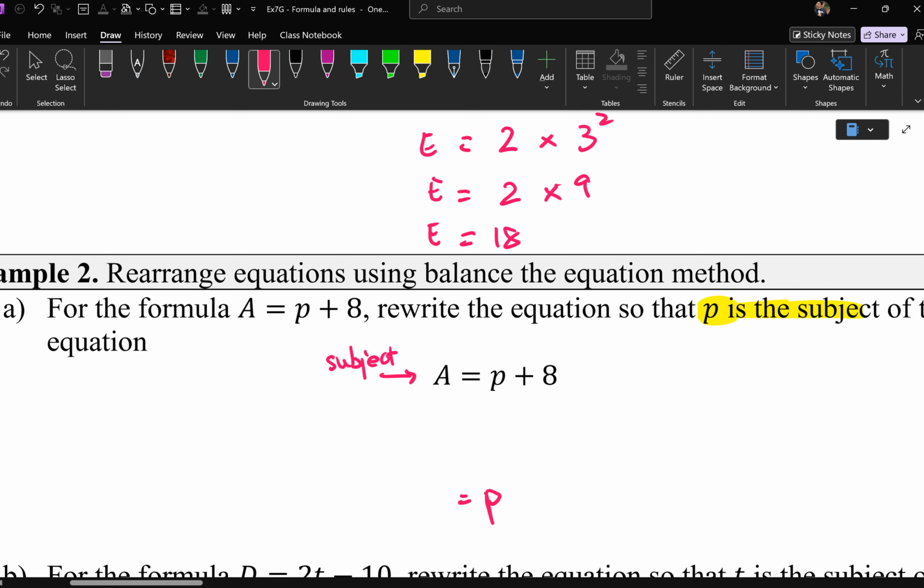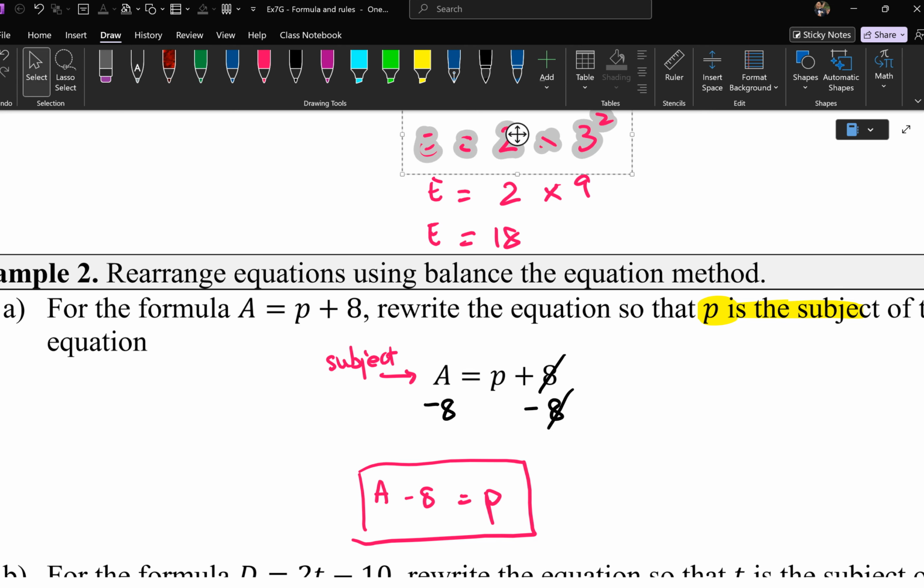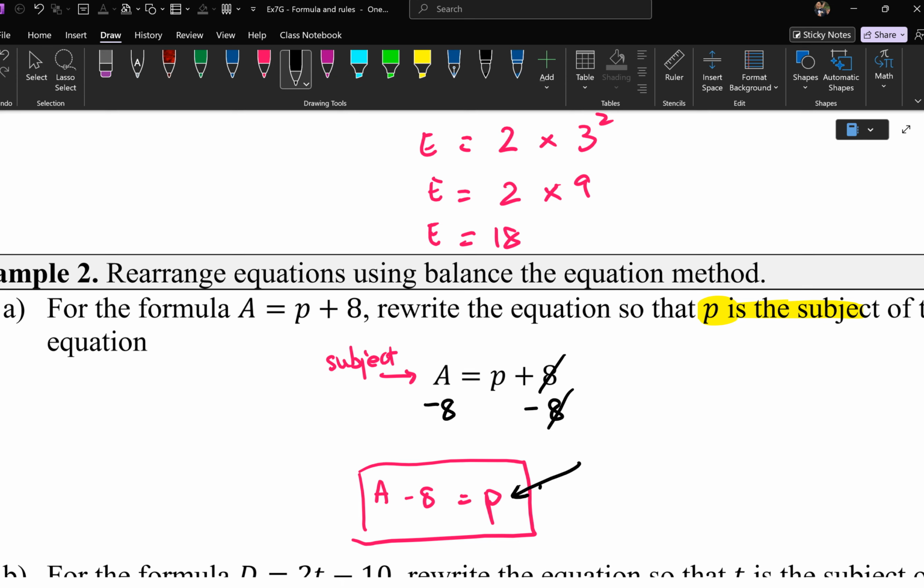Very good. For those who thought about -8, because that's a +8, whatever you do to one side, you do to the other. 8 take away 8 is 0, so 8's cancel out. And on the left-hand side, you should then have A -8. There you go. P is the subject, because P is by itself. So you notice there's no other things next to it. It's just P is the subject. Whereas the previous line, A was the subject. Okay, so that's skill number 1, skill number 2.